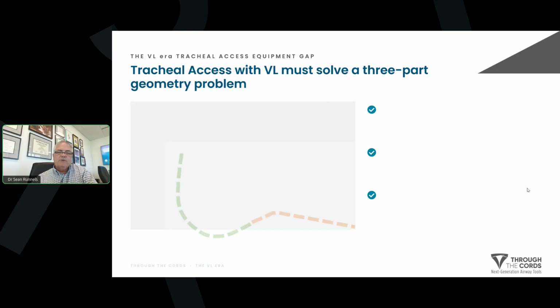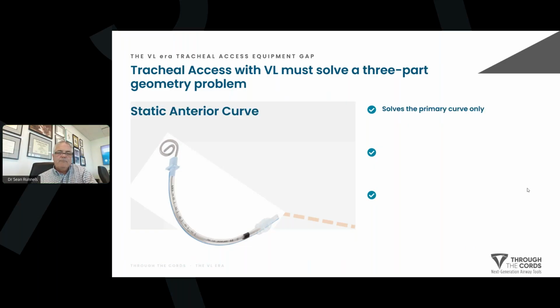So when we're working through tracheal access geometry that's serpentine, we have to solve a 3-part geometry problem. When we're using standard equipment, which is static, it's really only aimed at solving the anterior curve. And so when we bend our stylets or we use a rigid stylet, it is set to match that static anterior curve, the primary curve of the airway. So it only solves the primary curve. The secondary curve and the inflection point are solved by force. Those are not solved by the stylet.